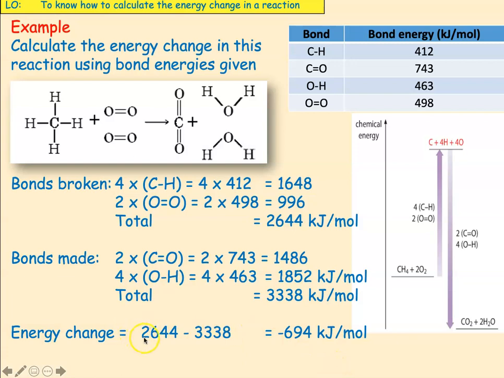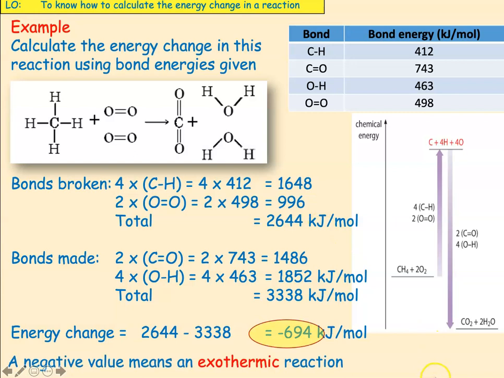Now, in order to work out the energy change, we are going to take 3,338 away from 2,644, and you get minus 694 kilojoules. Now, because it's a minus number, it means that that is bigger than that. So it is an exothermic reaction.